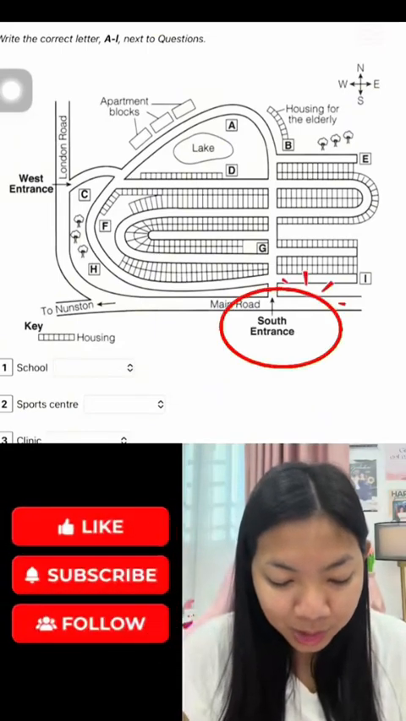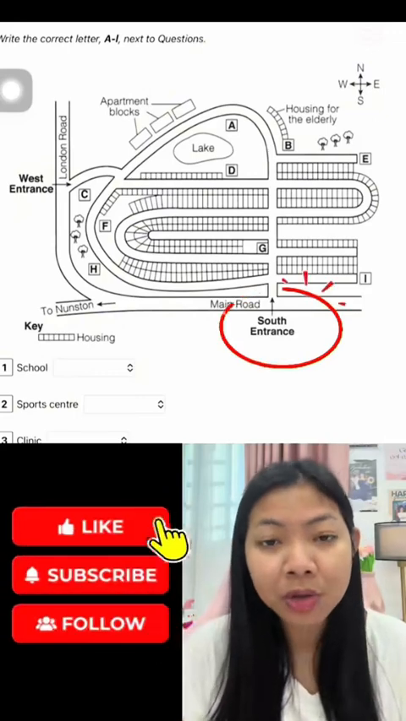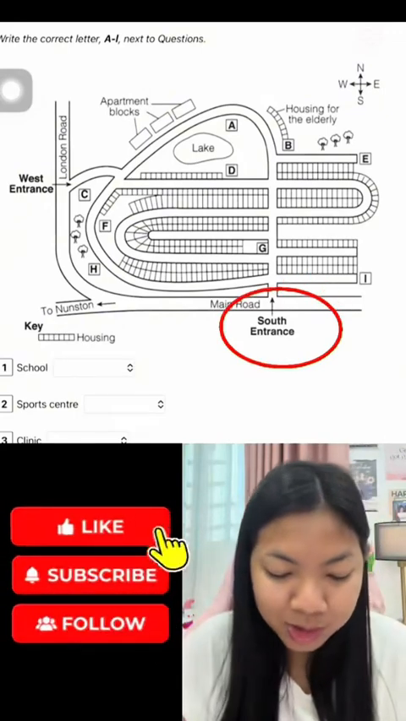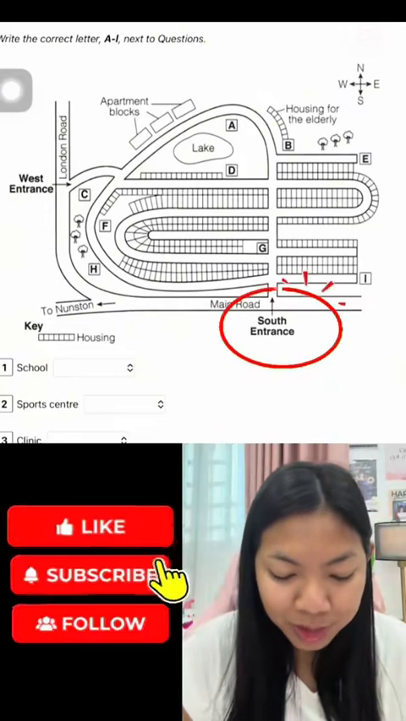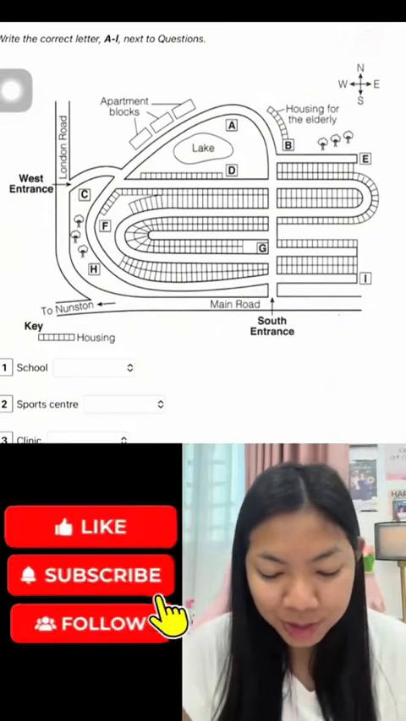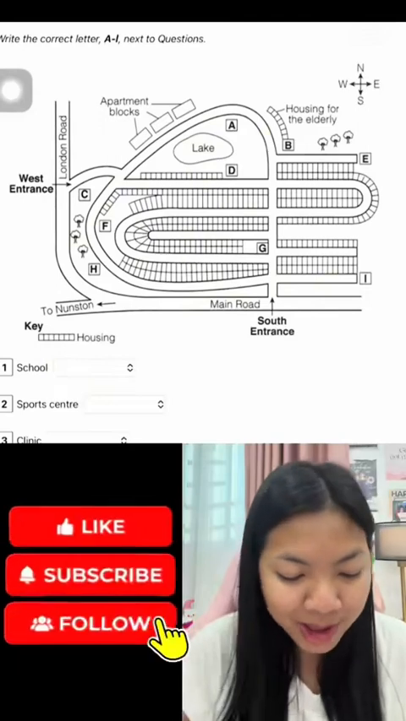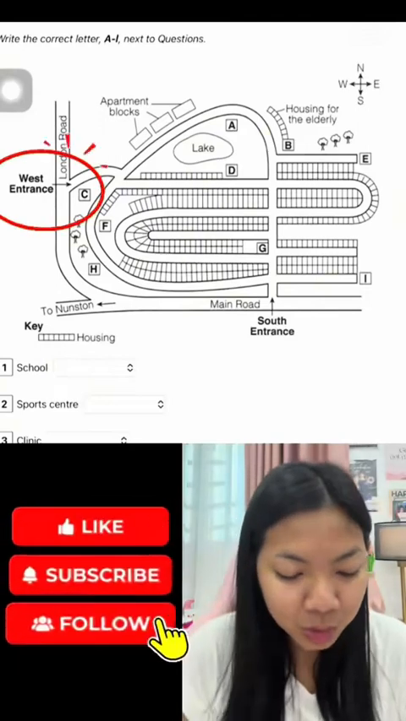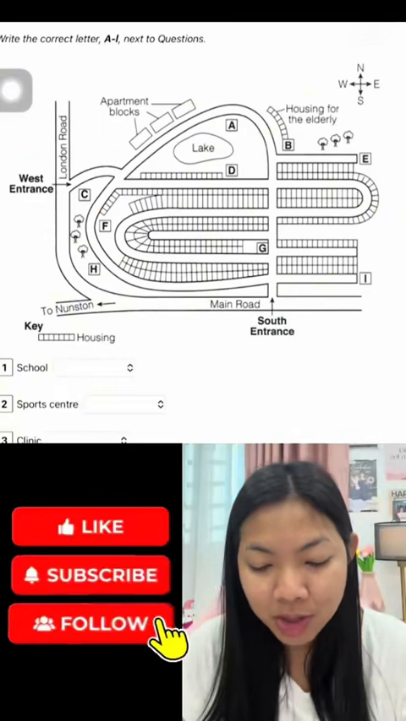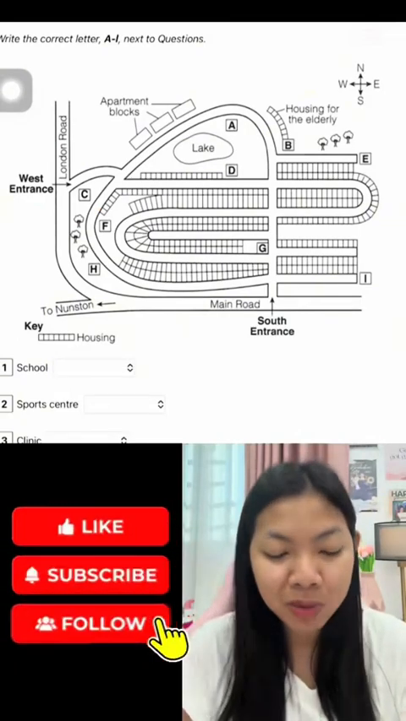So when you listen to the audio, the speaker will say, oh, we will start from this. So you need to be aware that if they say start from south entrance, this is your starting point. Or if they say we will start from west entrance, then you also need to know that we will start from there. So you need to understand what has been given to you in the map.